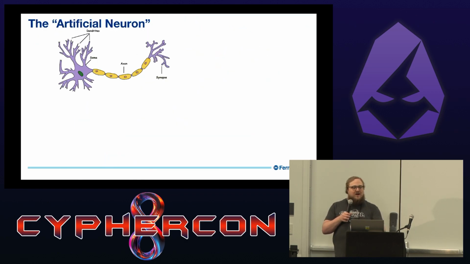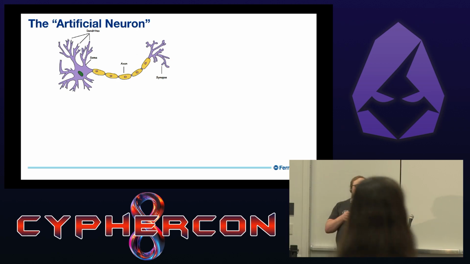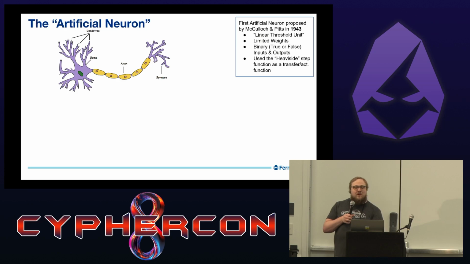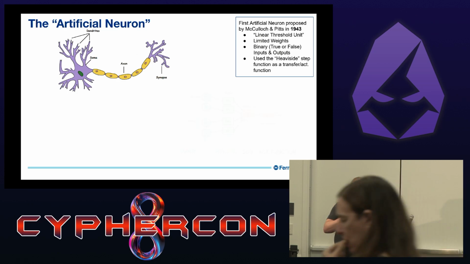So let's rewind a little bit on this timeline. Let's talk about the artificial neuron here. This is the basis of all neural networks, even today. So the artificial neuron is based on a real neuron, surprisingly. It was first proposed by McCulloch and Pitts in 1943.